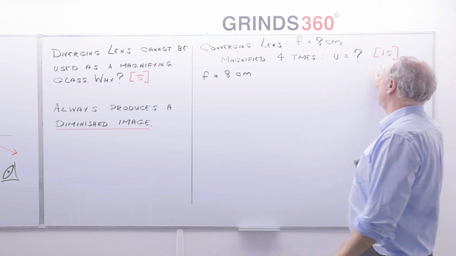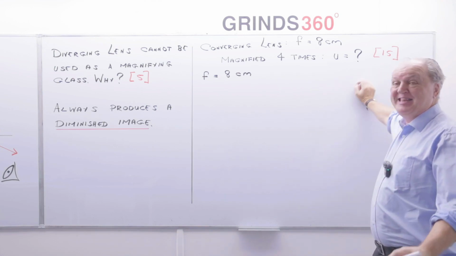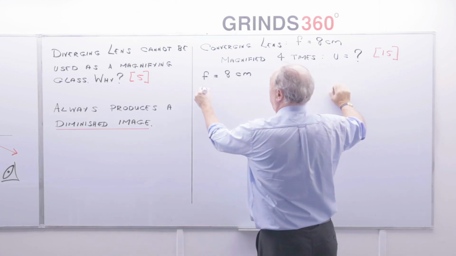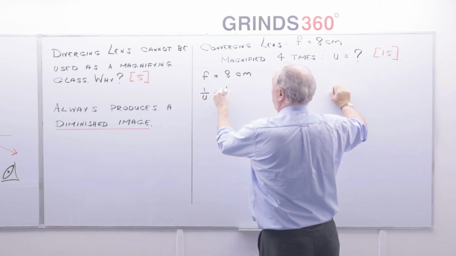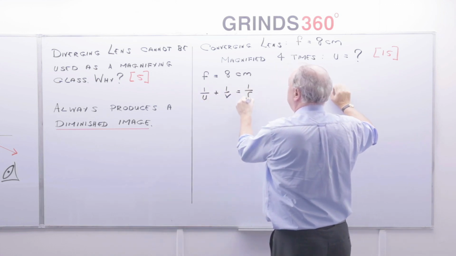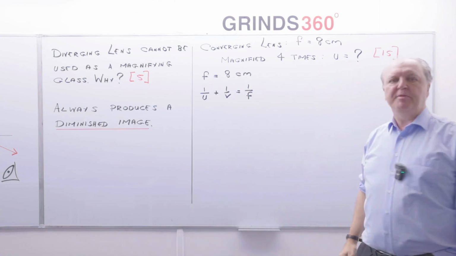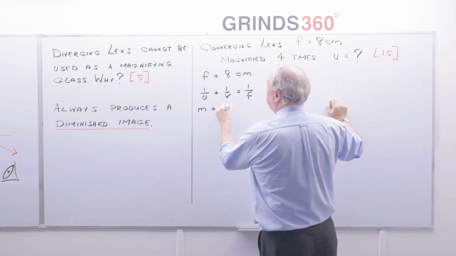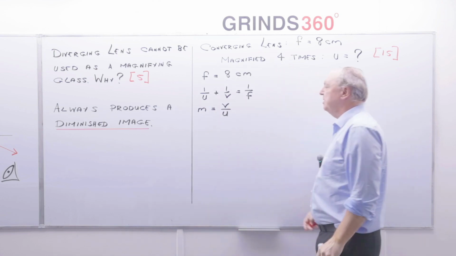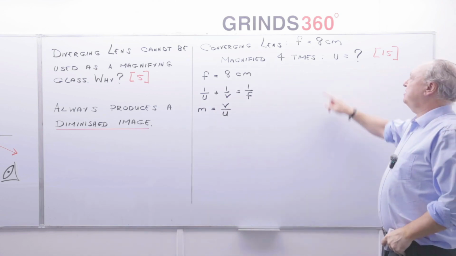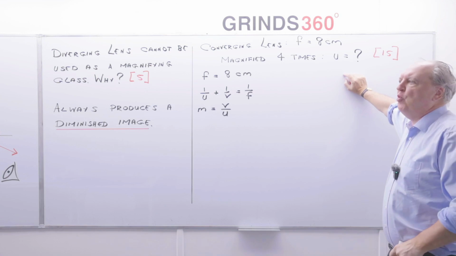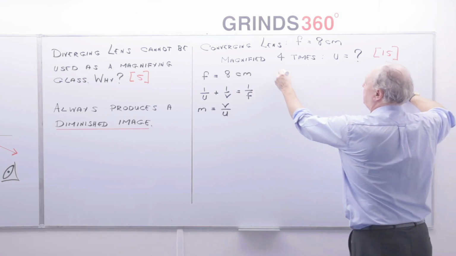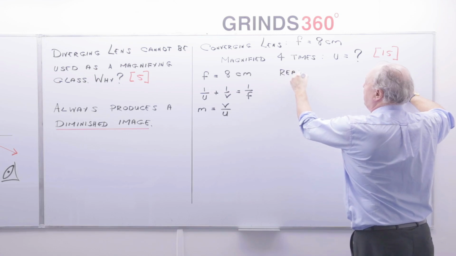Well, there's 15 marks for this. You're probably going to get 6 marks for writing down the formulae. The formulae I'm going to use are 1 over u plus 1 over v equals 1 over f. That's your main lens or mirror formula. And you've also got your magnification formula, m is equal to v over u. Well, you're going to find the two object positions. One will be a real image and the other will be a virtual image. So let's start off by looking at the real image.